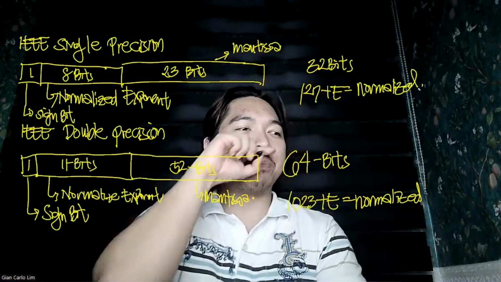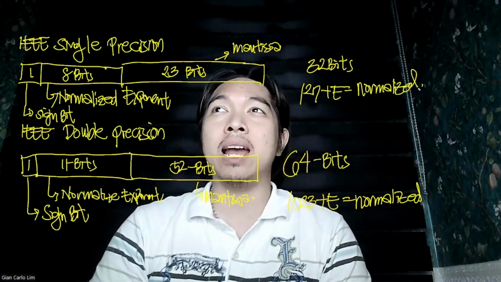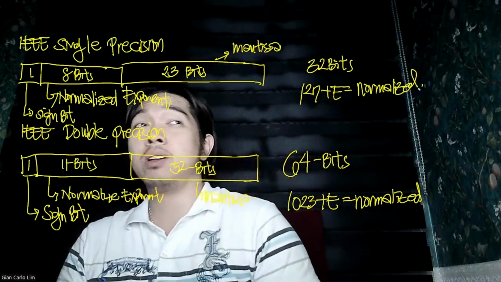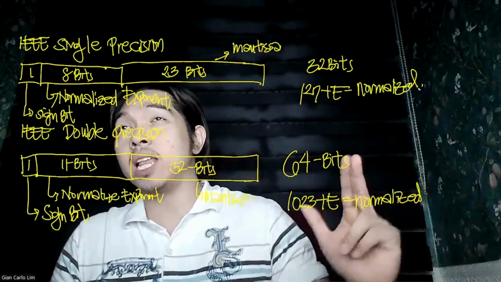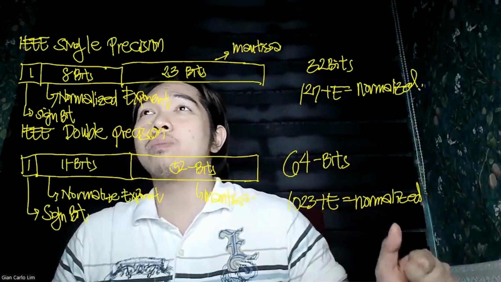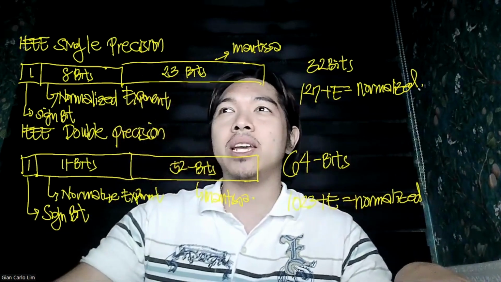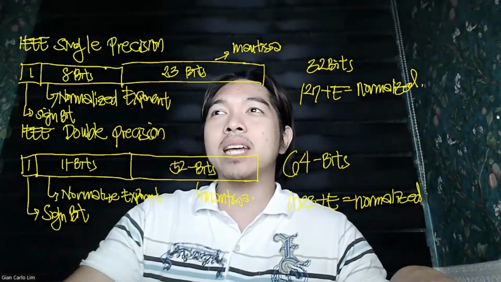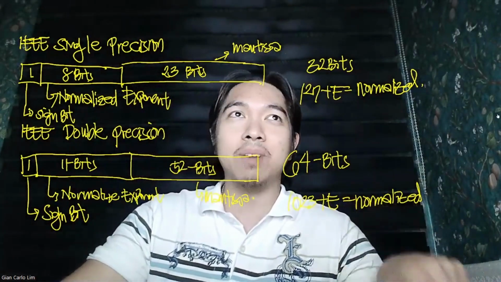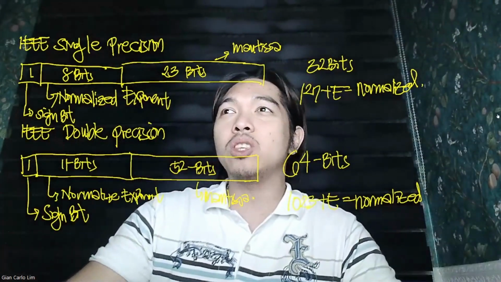So yan lang yung mga importanteng concept na dapat nyong maalala sa discussion na to. Okay, so makita nyo comparison ng dalawa. Hope nakuha nyo yung mga importanteng bagay dyan. Okay, ngayon, let's have some example, converting yung decimal papunta ng IEEE double precision.